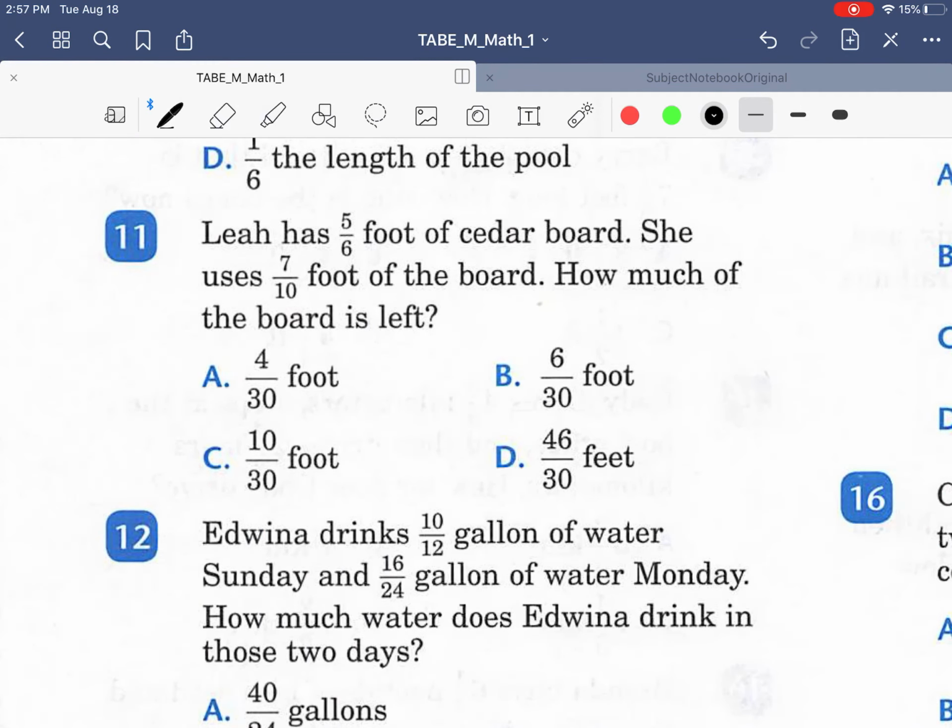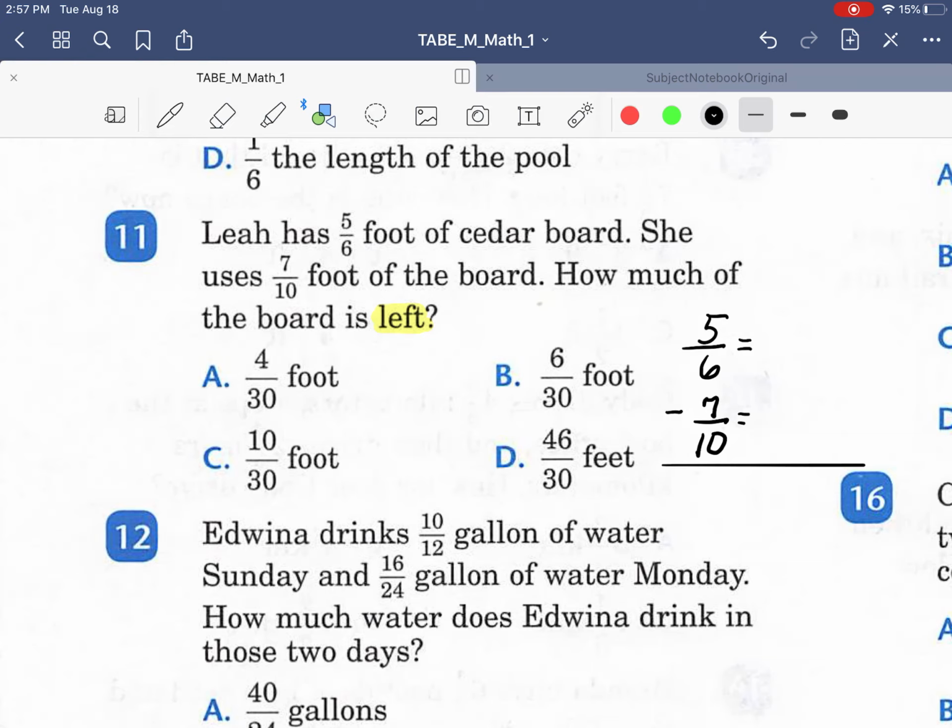Number 11. Leah has 5/6 foot of cedar board. She uses 7/10 foot of the board. How much of the board is left? This is subtraction. So we have 5/6, that's what she had to start with, minus 7/10 that she used.